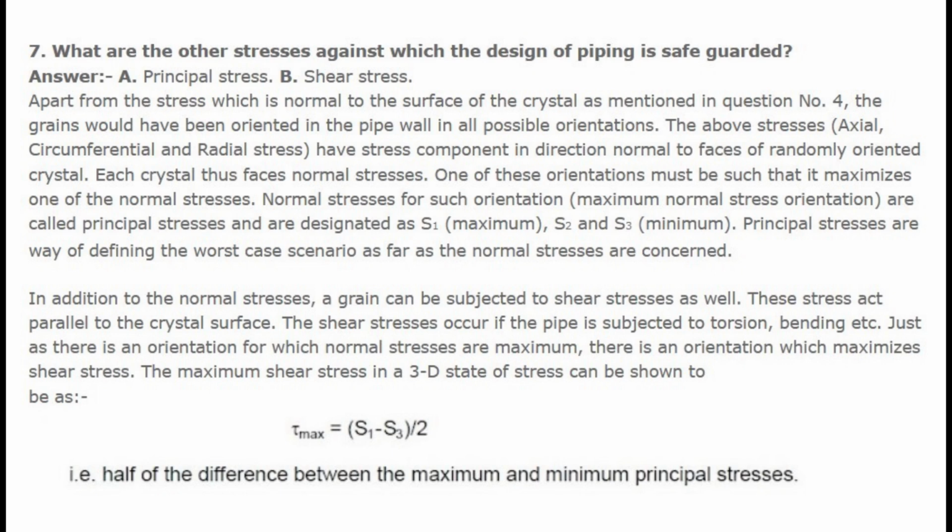In addition to the normal stresses, a grain can be subjected to shear stresses as well. These stresses act parallel to the crystal surface. The shear stresses occur if the pipe is subjected to torsion, bending, etc. Just as there is an orientation for which normal stresses are maximum, there is an orientation which maximizes shear stress. The maximum shear stress in a 3D state of stress can be shown to be as: maximum shear stress is equal to S1 minus S3 divided by 2, i.e. half of the difference between the maximum and minimum principal stresses.